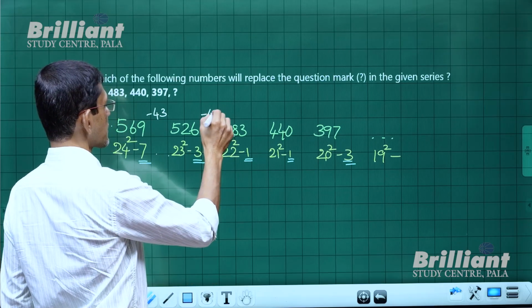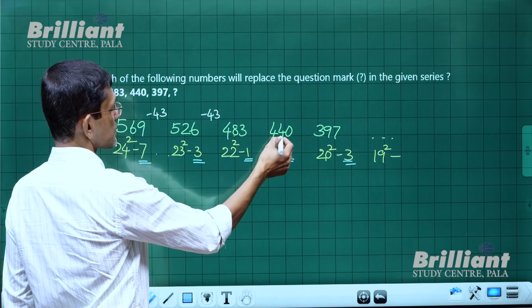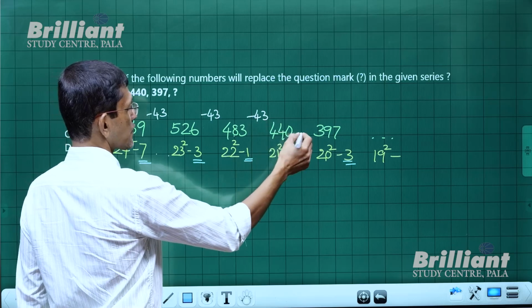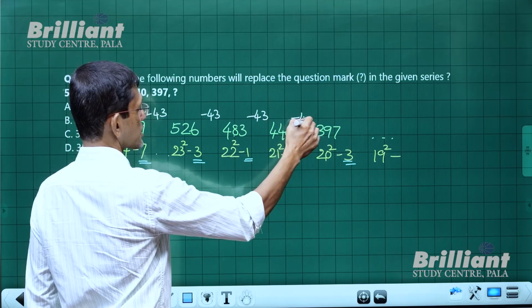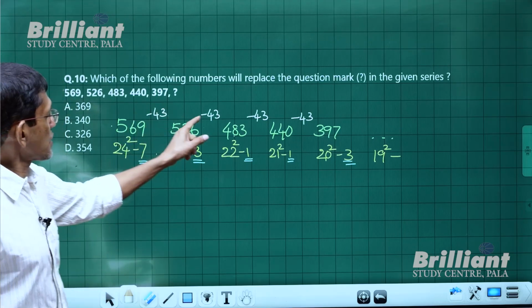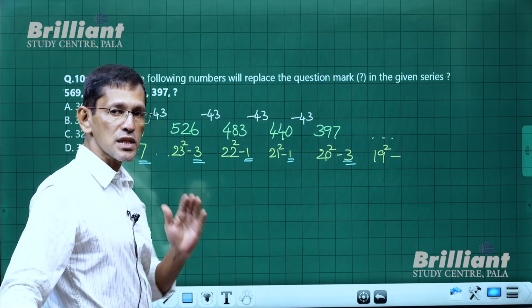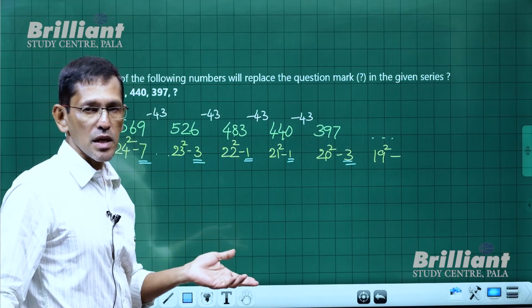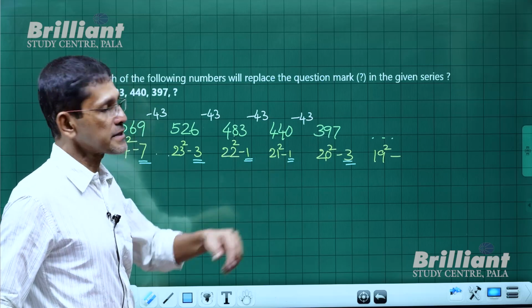Again 43 is the difference. And 483 and 440, pretty easy to find the difference, 43. And this 440 and 397, again 43 is the difference. So pretty simple question that way. So 43, 43, 43, 43. If you see that correct pattern, you know the question is going to be pretty easy, less time consuming.